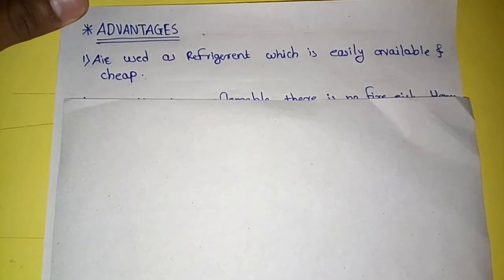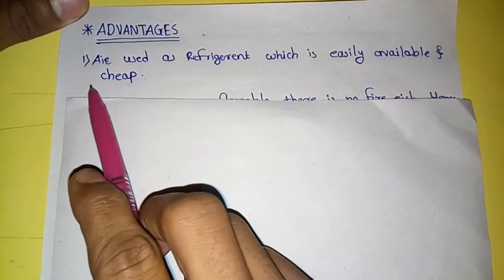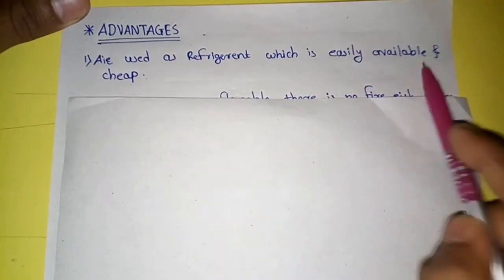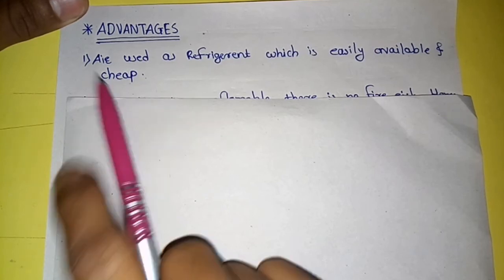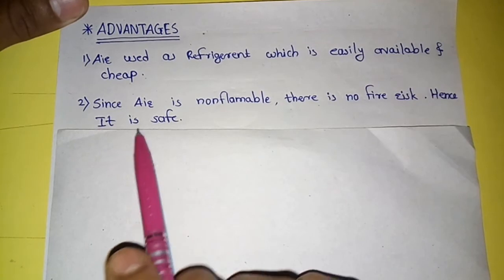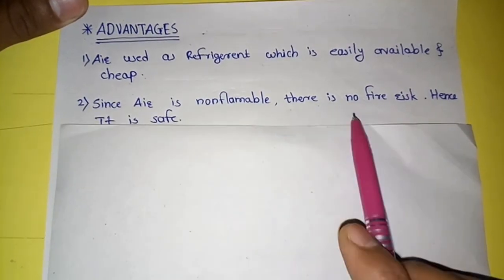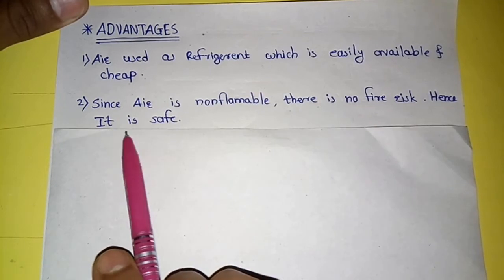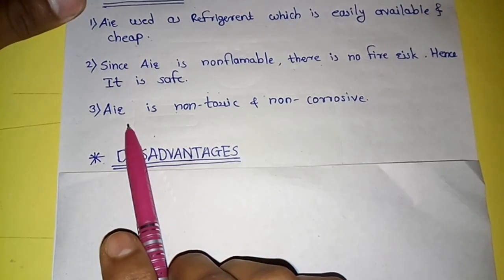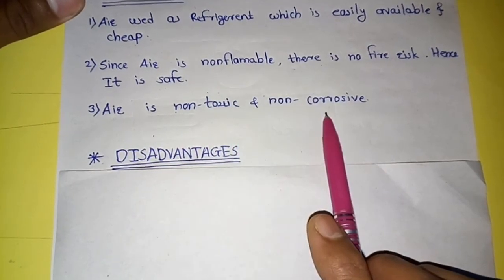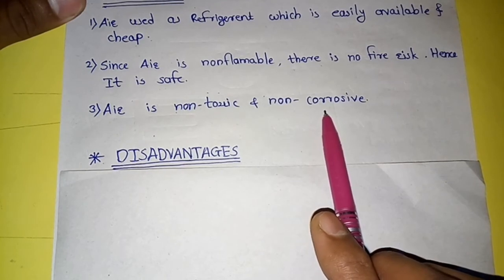Now we will see some advantages, disadvantages and applications of the Bell-Coleman cycle. The first advantage of the Bell-Coleman cycle: air is used as a refrigerant, which is easily available and cheap. There is no cost applicable on air. The second advantage is, since air is non-inflammable, there is no fire risk and hence it is safe in use. The third advantage is, air is non-toxic and non-corrosive, so it will not hamper our system.